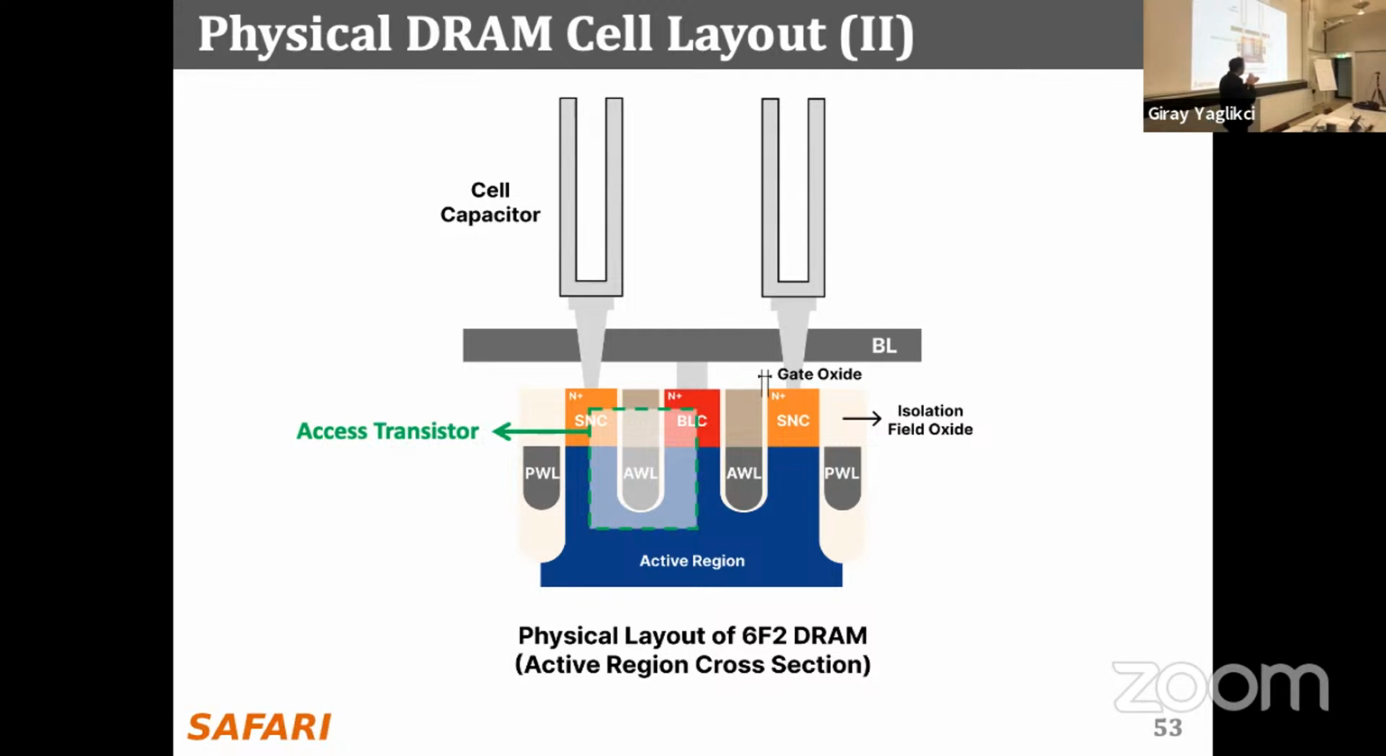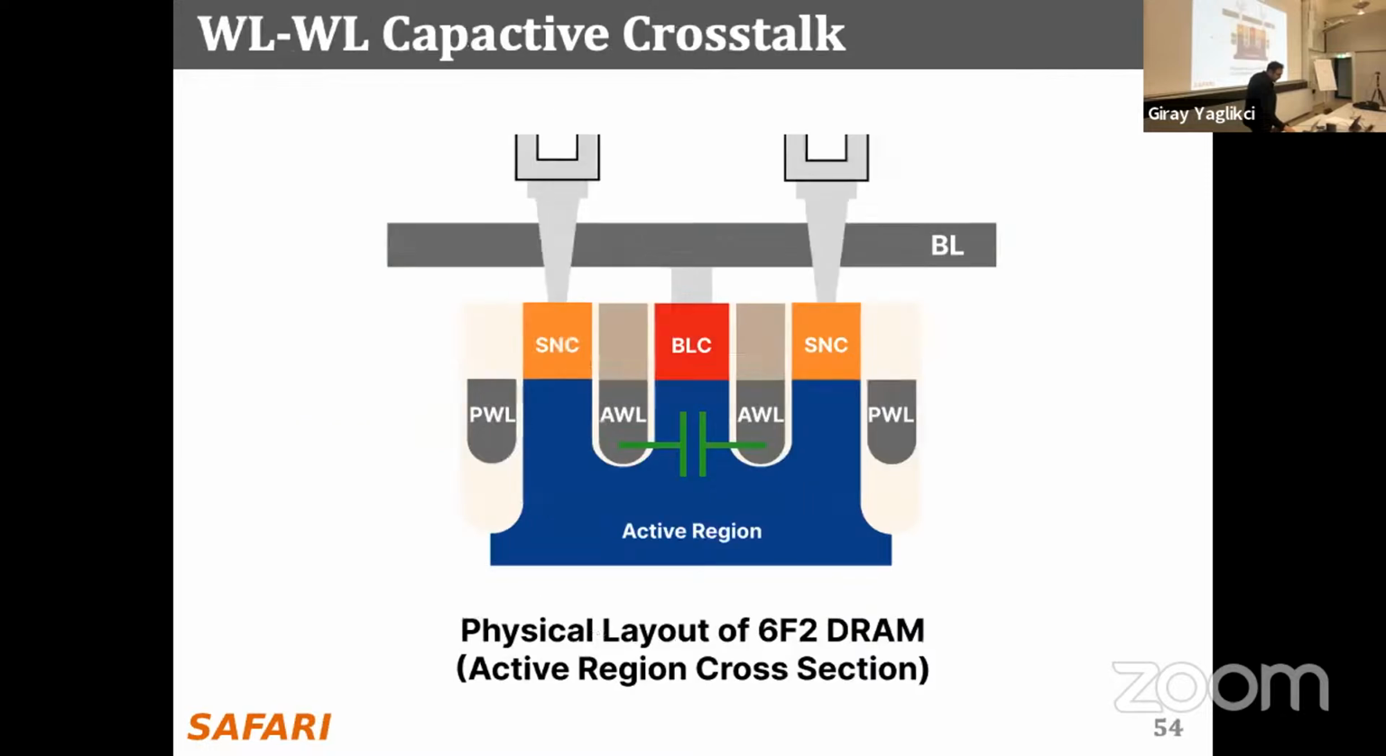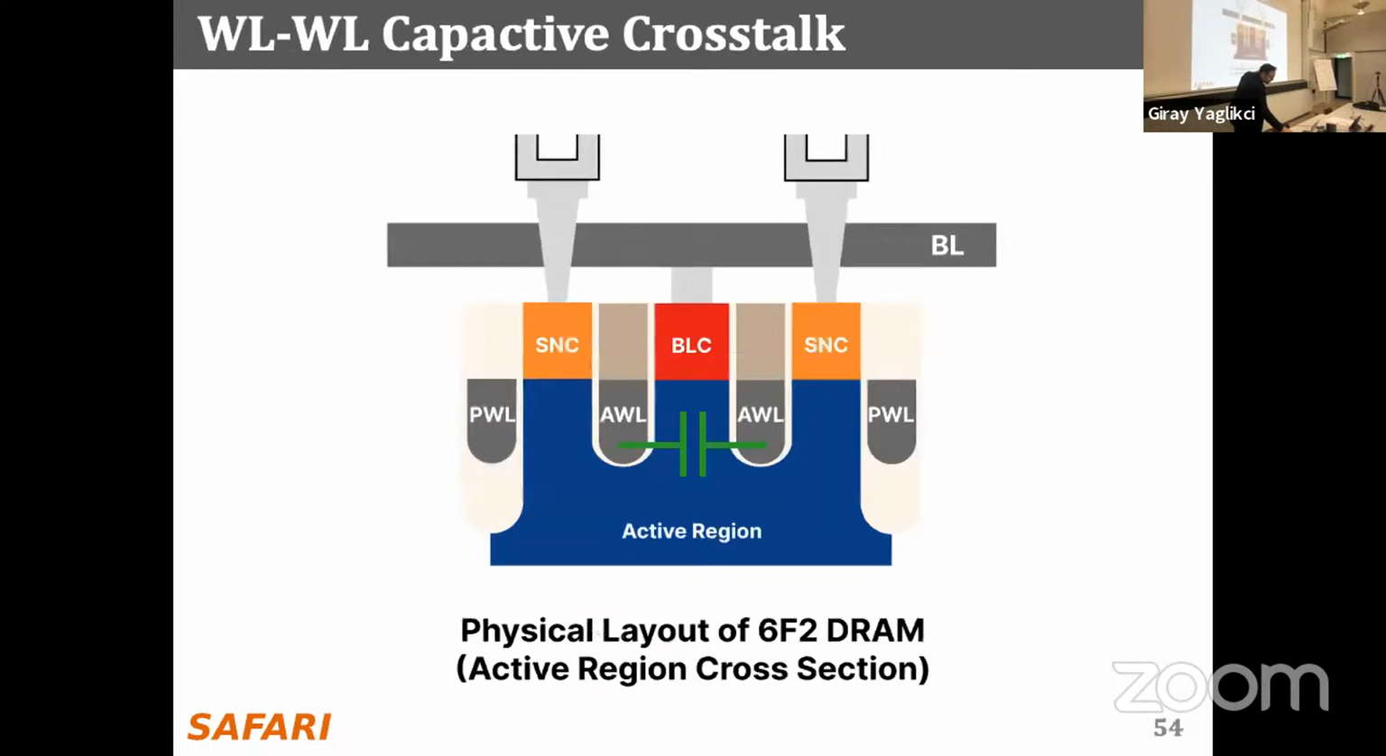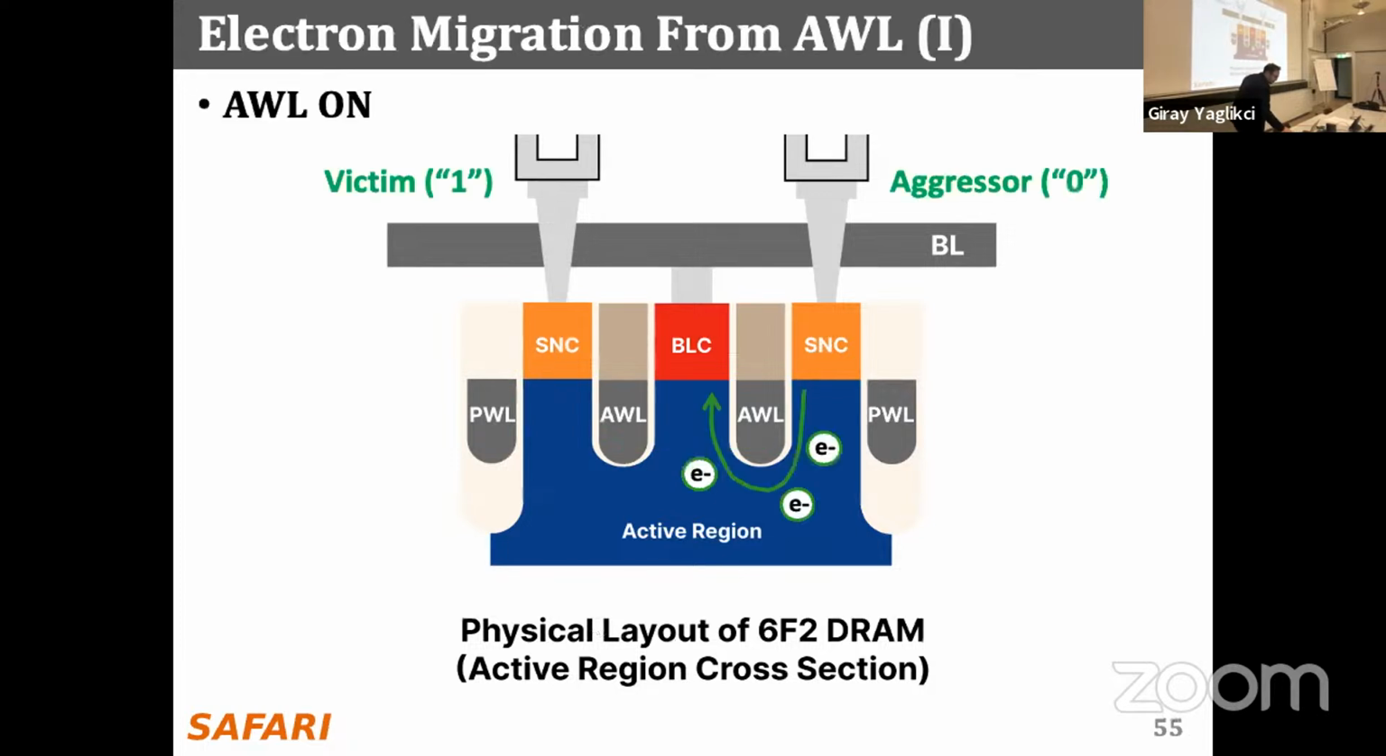Once you put a high voltage on your word line, it attracts some electrons from the substrate to around the word line. Some electrons are accumulated here by the high voltage, and as a result, you have a channel between your storage node and the bit line. That makes your access transistor. Since these two word lines are too close to each other and share the same substrate, the same active region, there is a capacitive crosstalk between them. This is one mechanism that causes DRAM read disturbance issues.